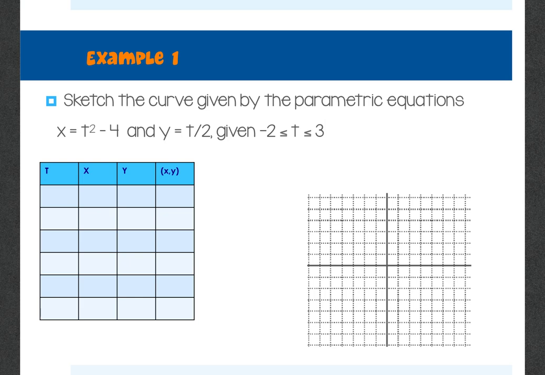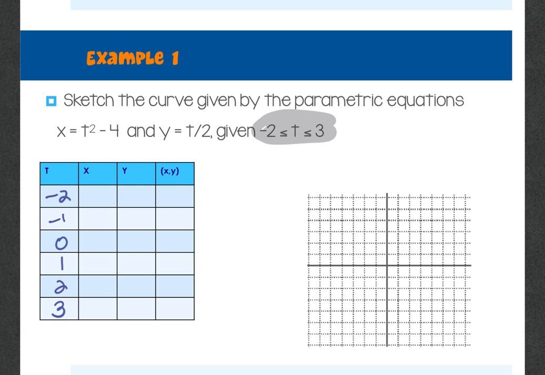Sketch the curve given by the parametric equations x equals t squared minus 4 and y equals t over 2, given -2 is less than or equal to t, which is less than or equal to 3. So now those are the values that I want to plug in for t. I want to start at -2, go to -1, go to 0, go to 1, go to 2, go to 3.